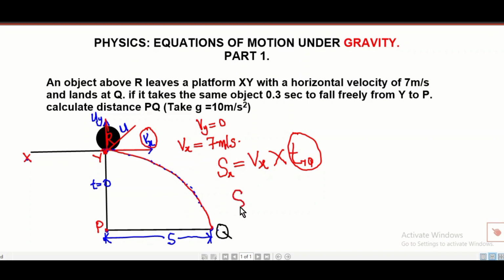Therefore, the distance from P to Q, which I call Sx, is 7 multiplied by 0.3, and the answer is going to be 0. No, it's not 0. It's going to be 2.1. So it's going to be 2.1 meters because it is for a horizontal component. So this is for part 1.